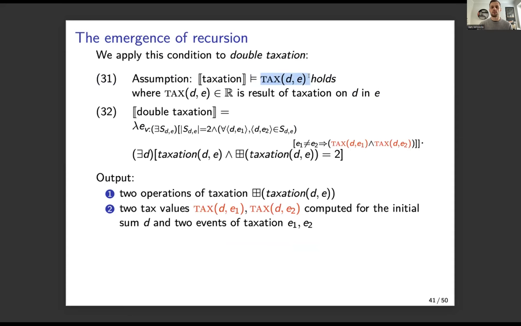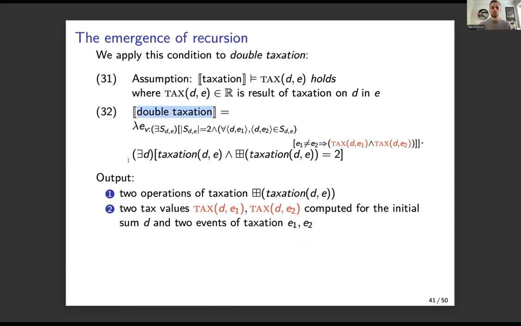And this property is tax on D in E, which is a number in R being the result of taxation on D in E, right? So the interpretation goes first. And so double taxation is just a function from an event to the truth value. So the truth value goes as follows.